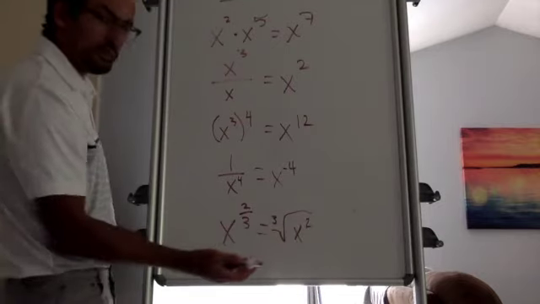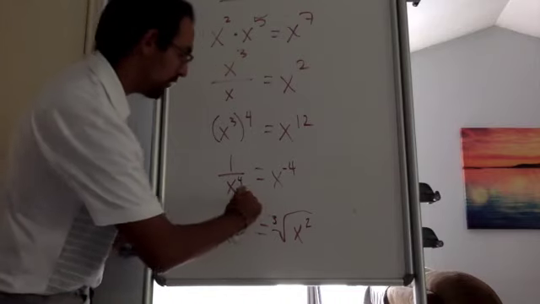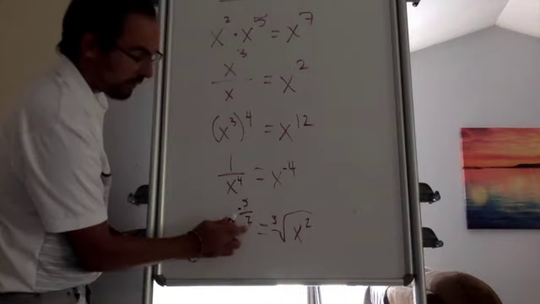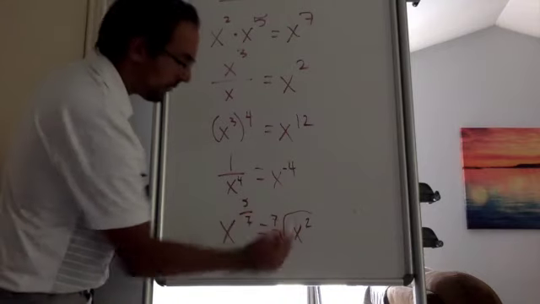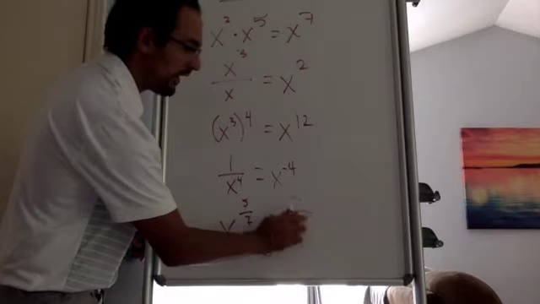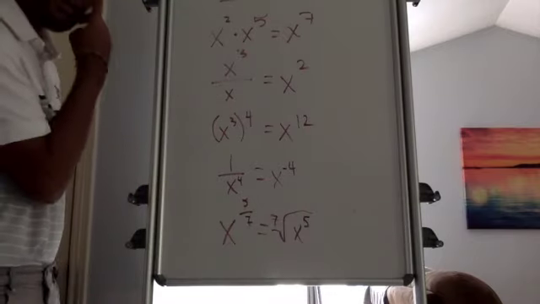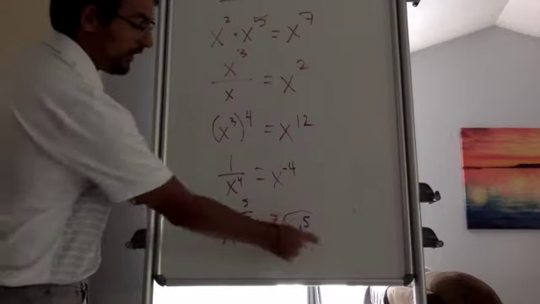Just real quick to reiterate that one, if I change this to 5 over 7, then the bottom number tells me the root, so 7 would be outside, and the top number tells me the exponent, so 5 would be inside. If you want to think about it like top in, bottom out: top goes in, bottom goes out.